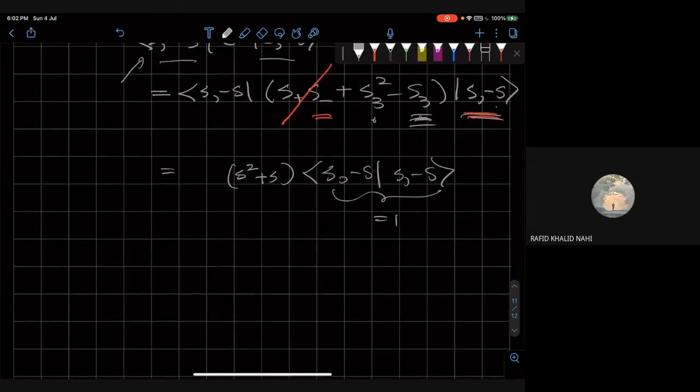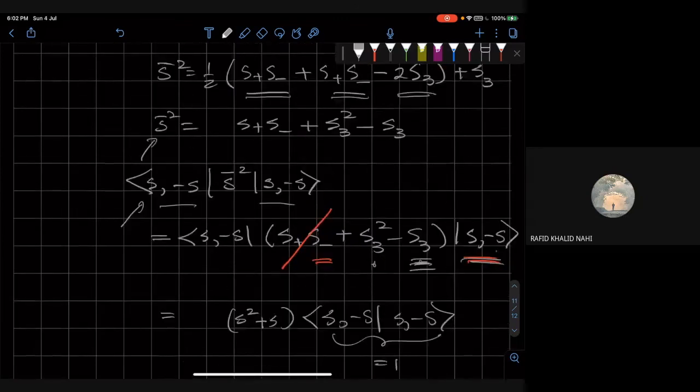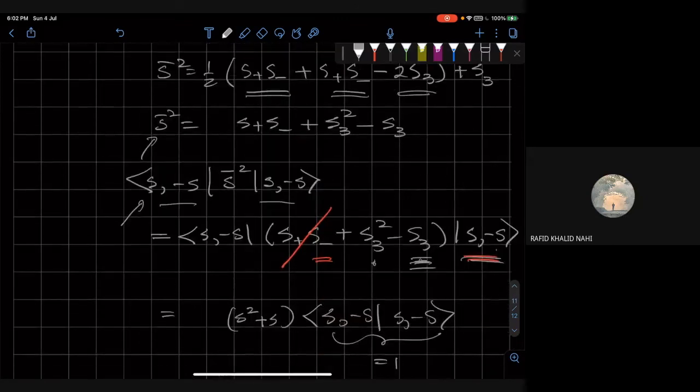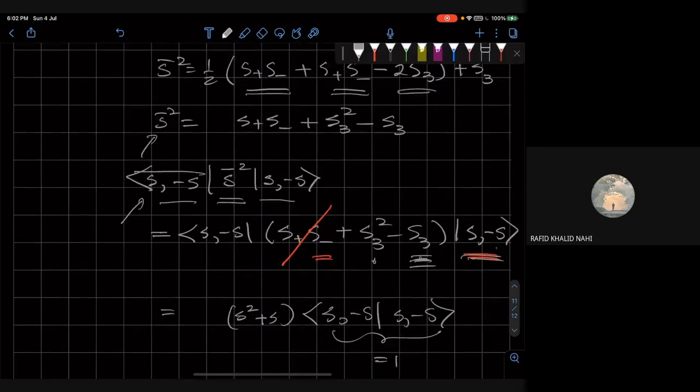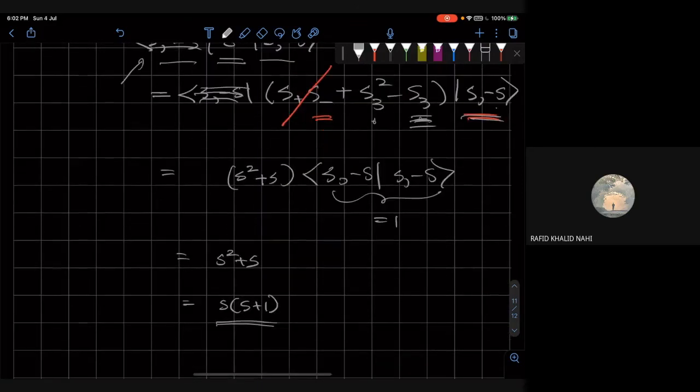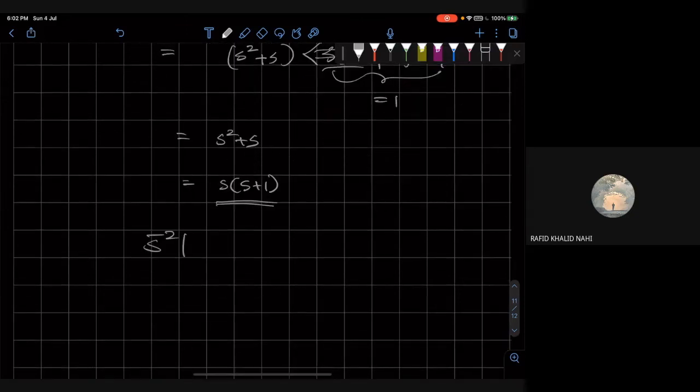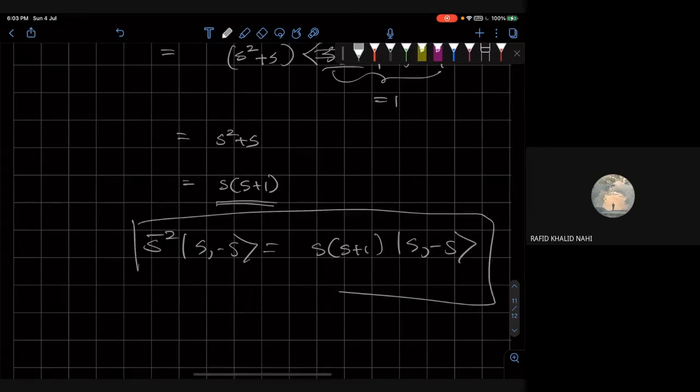So this is going to be S squared plus S. So I get S times S plus 1. We see that the expectation value of S squared is S times S plus 1, right? I didn't need all this for the whole analysis. I could have just said S squared acting on S minus S is S times S plus 1 times S minus S. That is the same calculation.